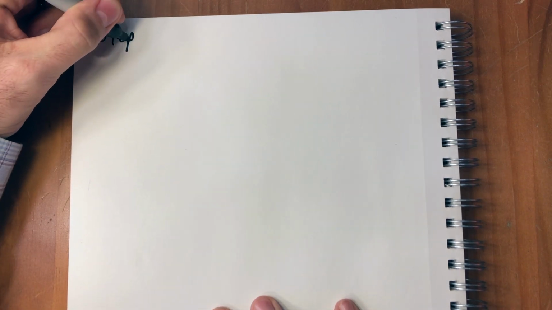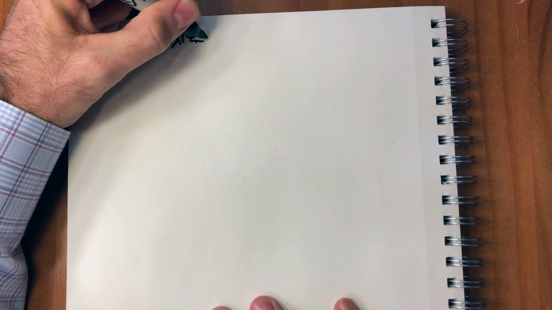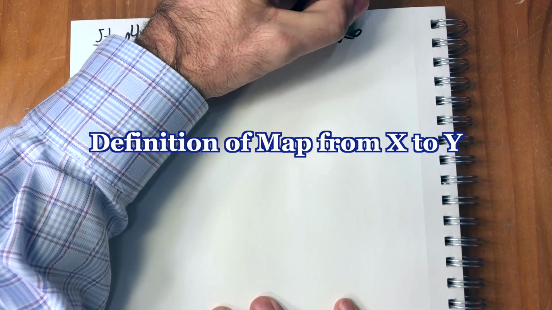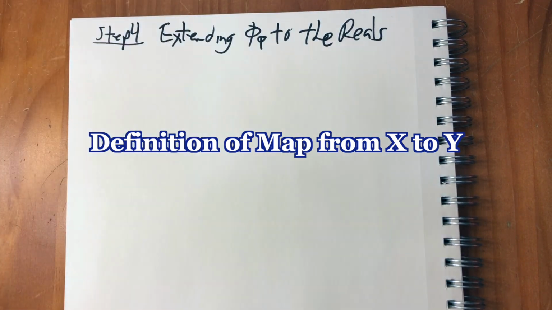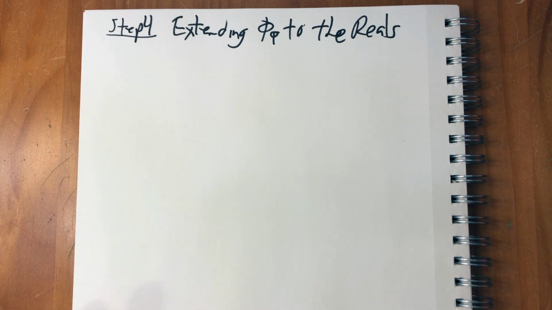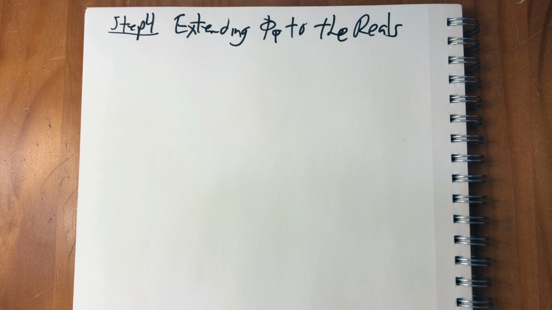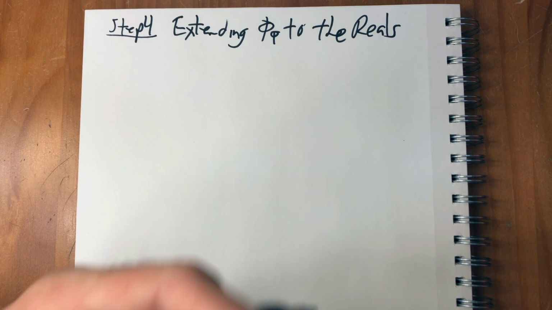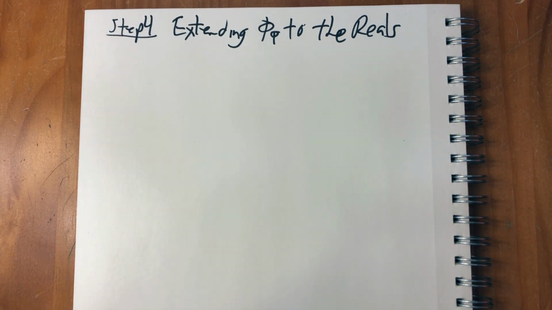Hi everyone, we are moving on to step 4, which is extending phi q to the reals. And this is going to be by far the most difficult proof that we will do so far. It's a whole onslaught of new symbols and ways of thinking about things that we've never had to do before.